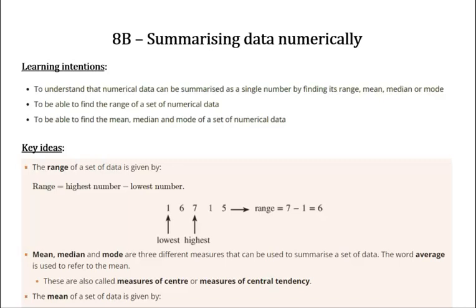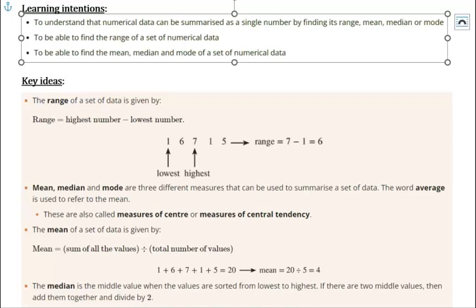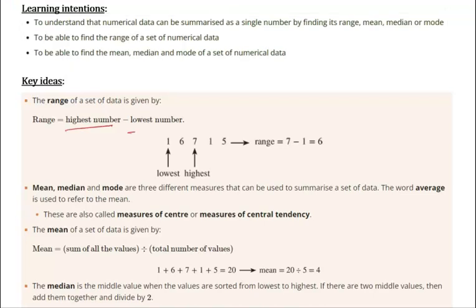Some of our favorite words: mean, median, mode, range, summarizing data numerically. So the range is simply the difference between the highest number and the lowest number.